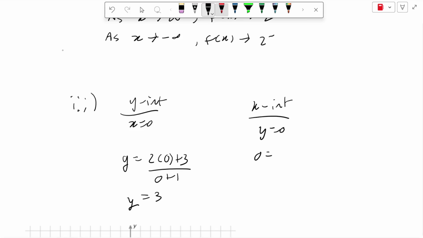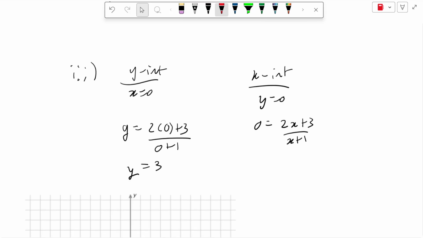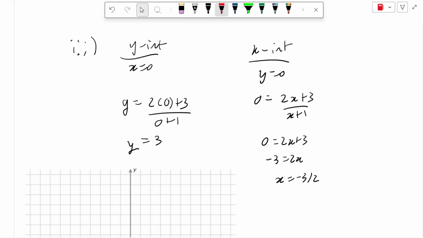To get the x-intercept, we need y is 0. So 0 is 2 lots of x plus 3 over x plus 1. So you just set the top to 0. So 0 is 2x plus 3. So minus 3 is 2x. So x is minus 3 over 2, just like that.